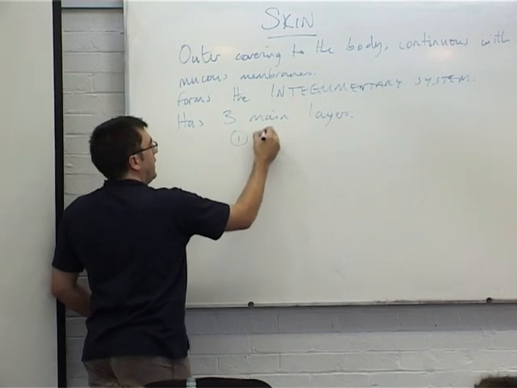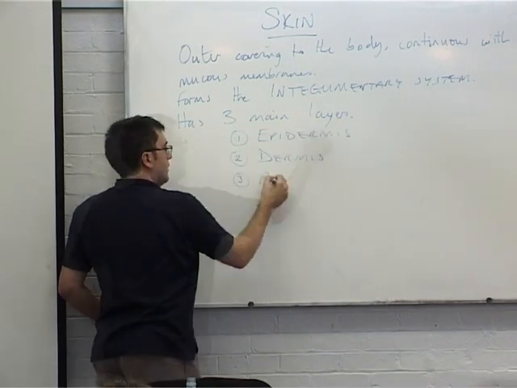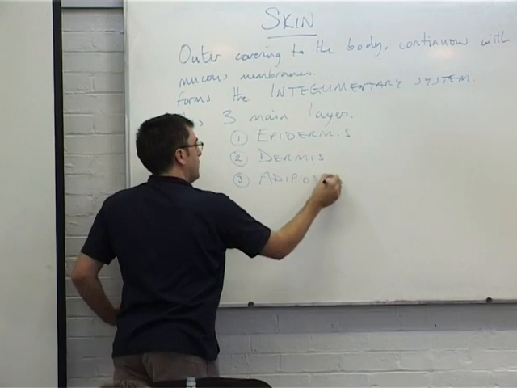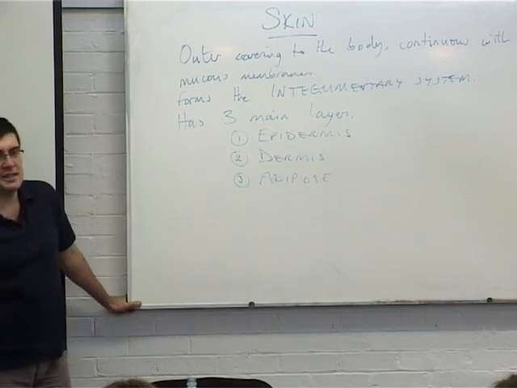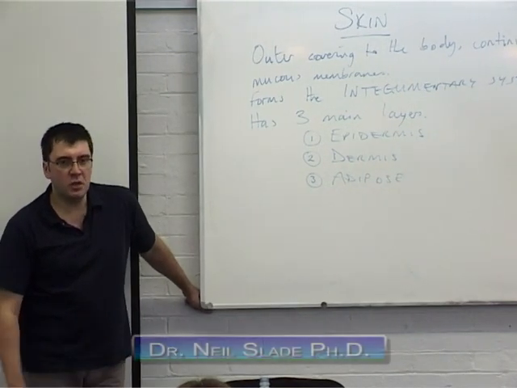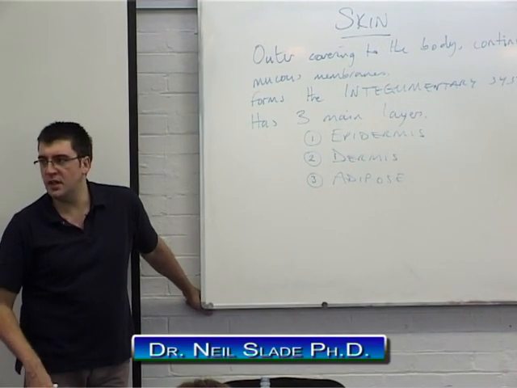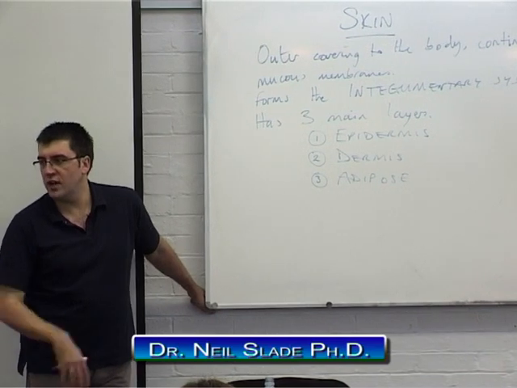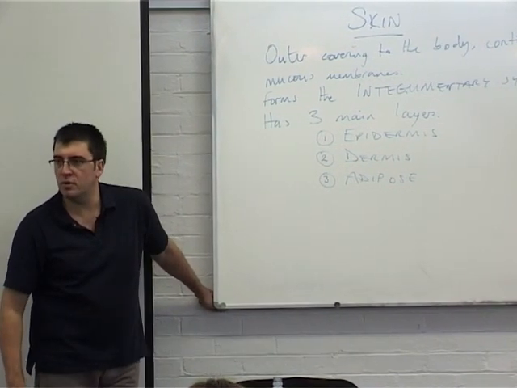The first being the epidermis, the second being the dermis, and the third being the adipose layer. In some textbooks, it may say 2, and it will just list the epidermis and the dermis. Others will list 3, and those are the 3 that we've got up on the board.